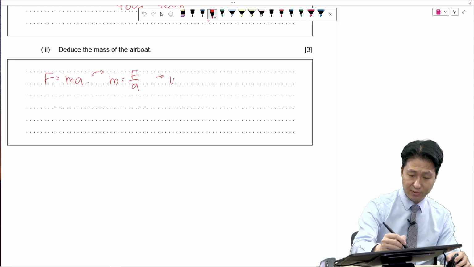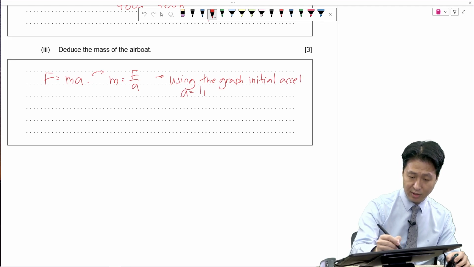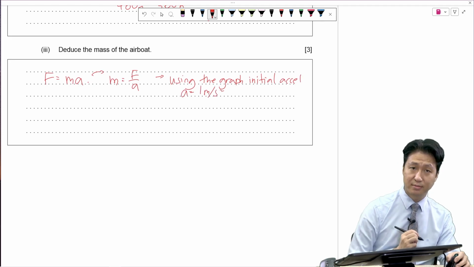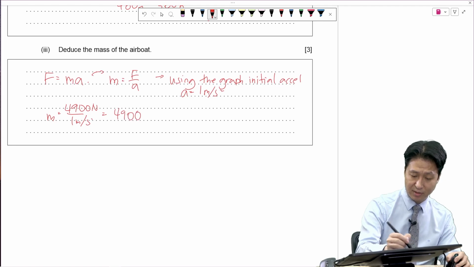You say using the graph, the initial acceleration a is equal to 1 meter per second squared. So you have the mass, which is equal to 4,900 newtons, which is the force we previously calculated, divided by 1 meter per second squared, gives us just 4,900 kilograms.